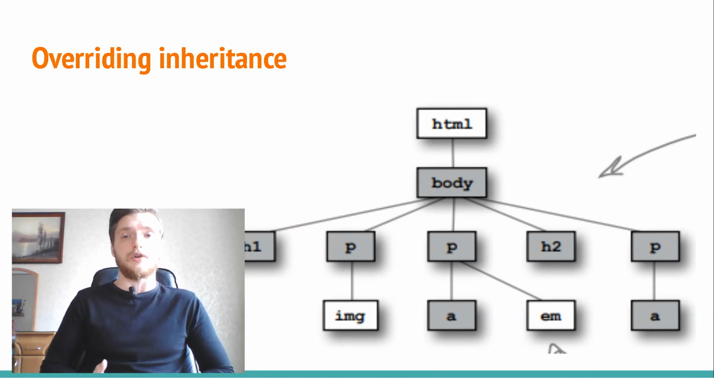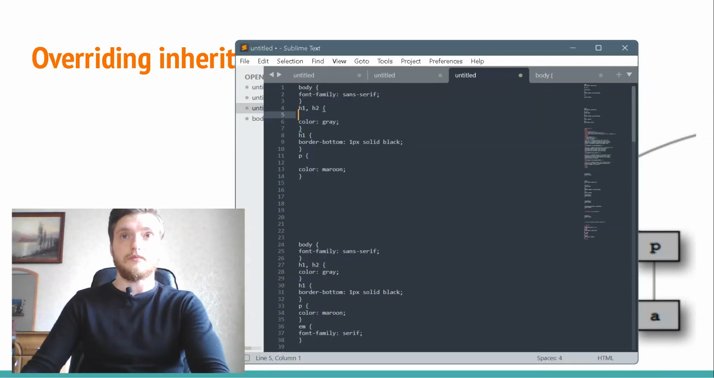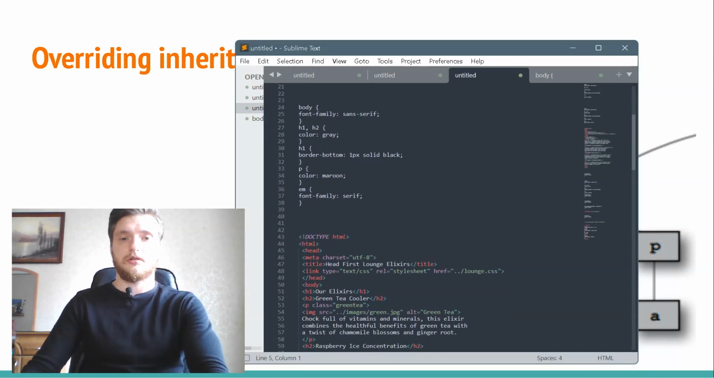You need to override the inheritance with a CSS rule. Well, then you can override the inheritance by supplying a specific rule just for em. Here is how you add a rule for em to override the font family specified in the body. To override the font family property inherited from body, add a new rule selecting em with the font family property value set to serif.